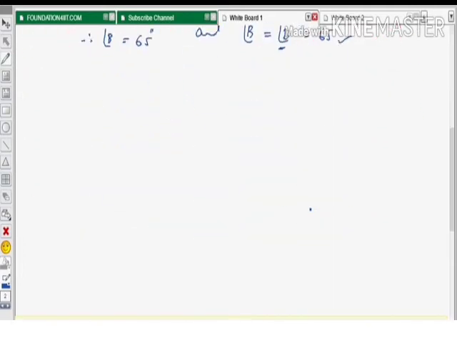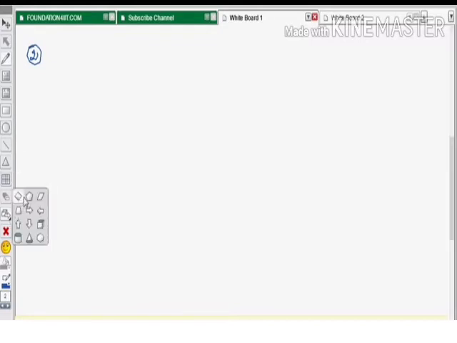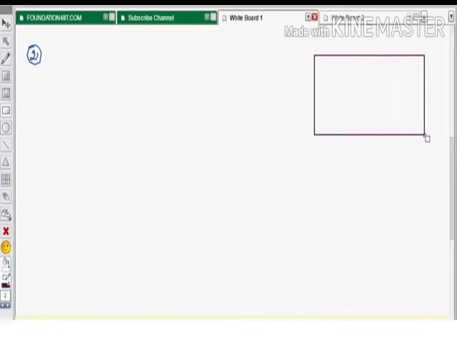So let me show you one more sum. I'll take one question about a rectangle. Let me draw the rectangle. In a rectangle, you should immediately know the properties of a rectangle. In a rectangle, opposite sides are equal, every angle is 90 degrees, and there are two diagonals. Okay, let me write the question first.